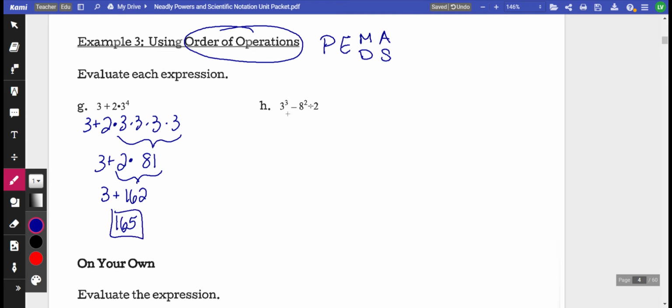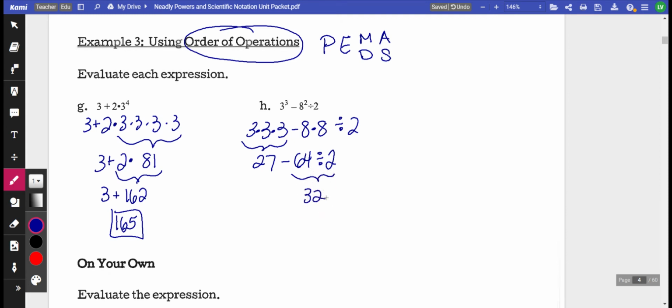Letter H. 3 to the 3rd minus 8 squared divided by 2. Well, I want to do my exponents first. So 3 times 3 times 3 minus 8 times 8 divided by 2. So 3 to the 3rd power gives me 27 minus 8 times 8, which is 64, divided by 2. The next operation is the division. 64 divided by 2 gives me 32. 27 minus 32, the final answer is -5.